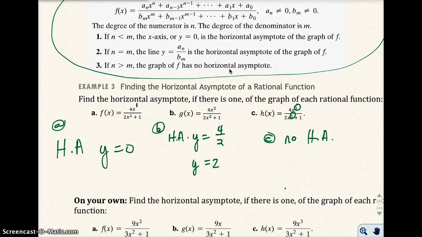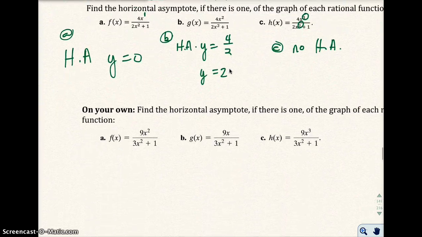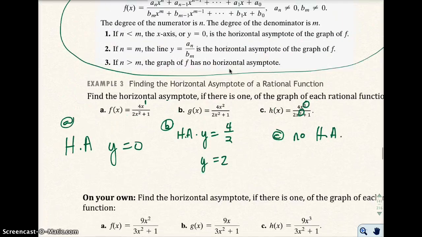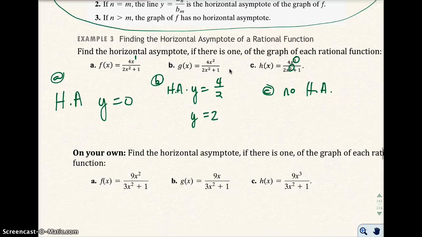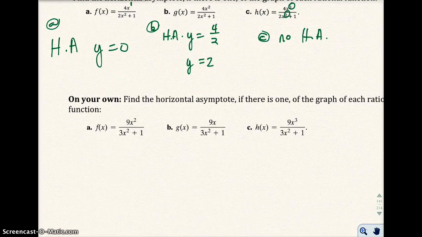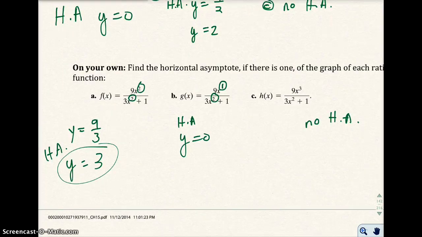Okay? So let's go ahead and on your own do these 3 right here, and again I want you to focus on the 3 statements up here to define your horizontal asymptote. Go ahead and pause the video and then check your answers.